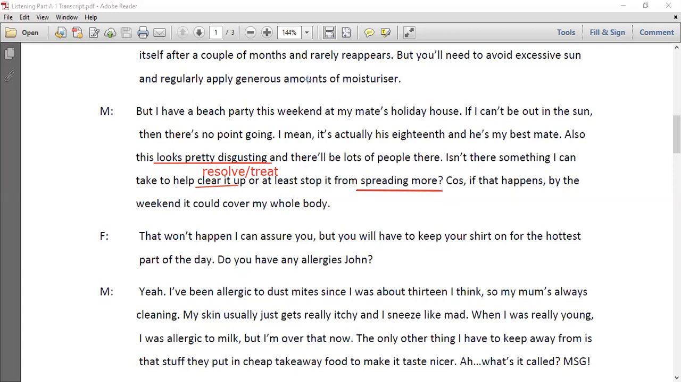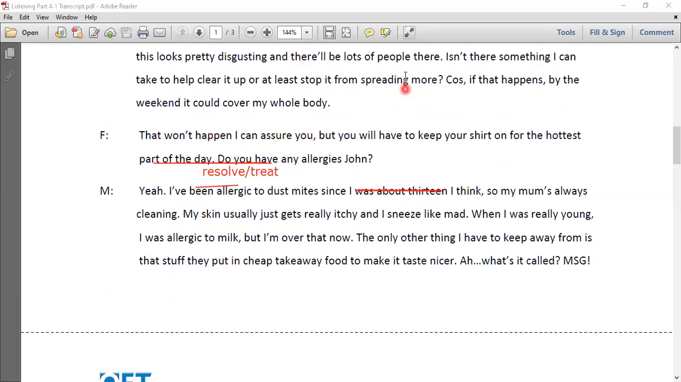Right? Then about the allergies. So we were looking for substances. So these two substances were easy to pick up. Dust mites. So it should be dust mite. If you have written just dust, it is wrong.